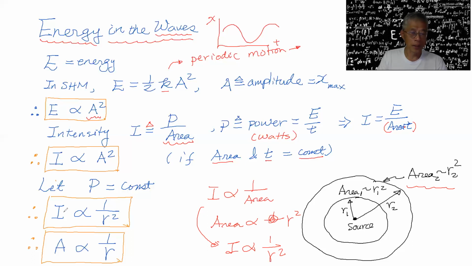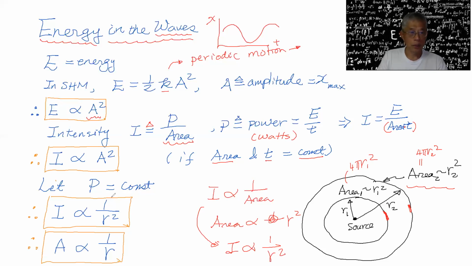So intensity will become smaller and smaller as you move from this R to this R here. Your source is the same, but I is equal to power divided by area, and the area is growing. The area here is 4 pi r1 squared, and that is 4 pi r2 squared. Since area is getting bigger, if P is the same, then I must be shrinking.